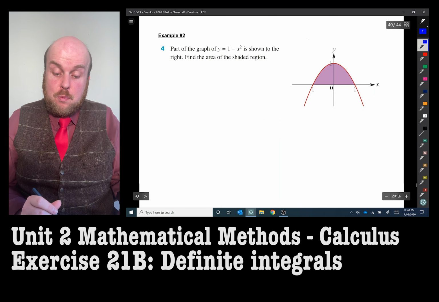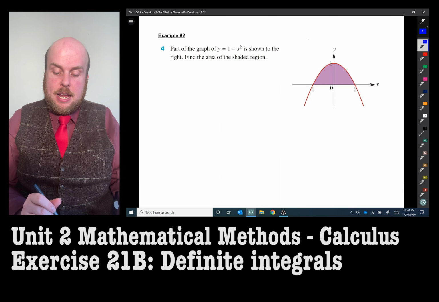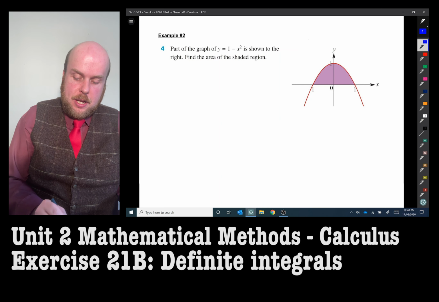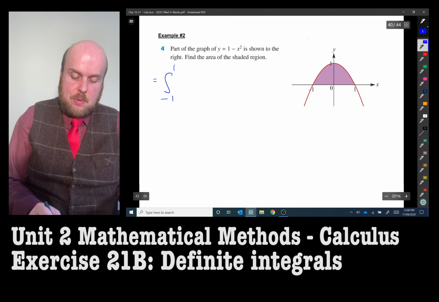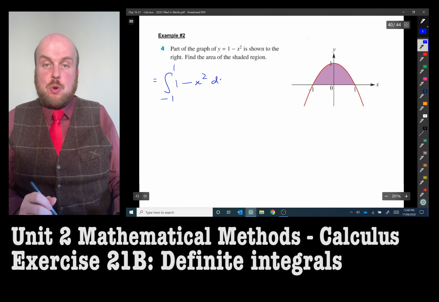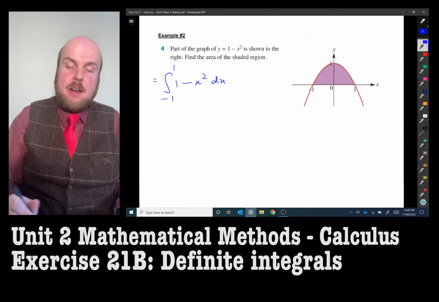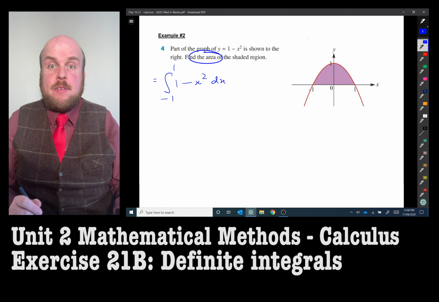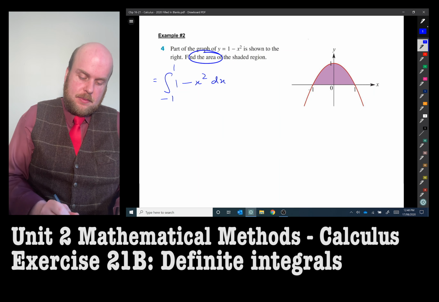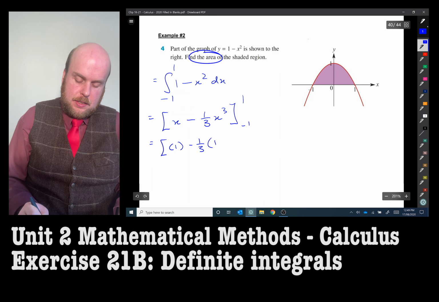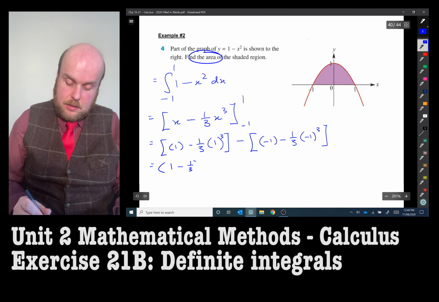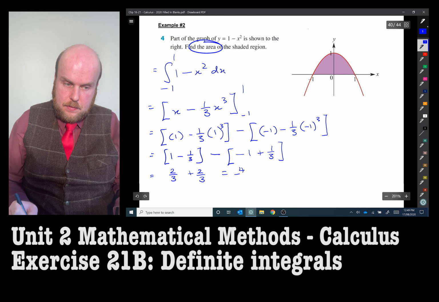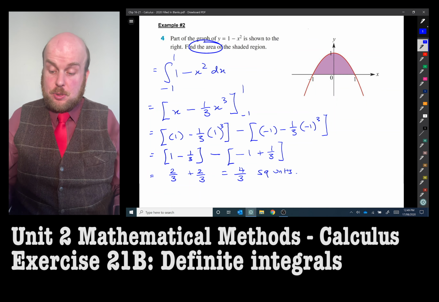Example 2. Part of the graph of y equals 1 minus x squared is shown to the right. Find the area of the shaded region. So our limits here are -1 and 1. And we put in our equation here, and we just need to solve accordingly. Because it says find the area, we better make sure we have units, and the units, if you're not given centimeters or meters or whatever, are always square units. And so the answer is 4/3 square units.